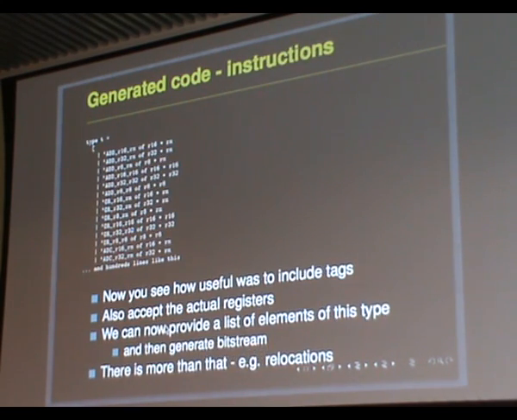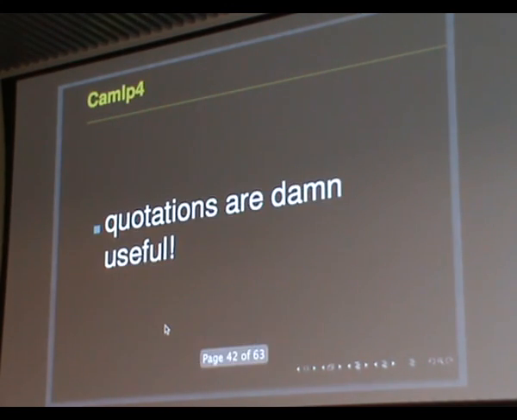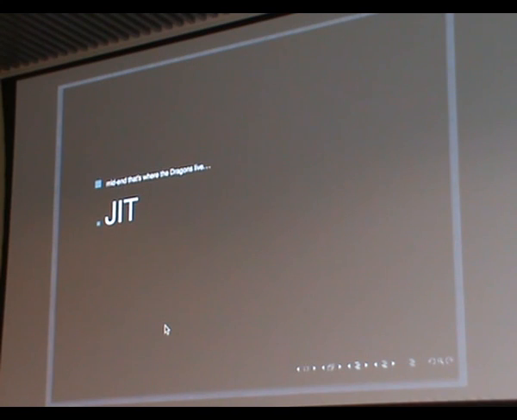This is instruction definitions. This is actually the code which deals with emitting the bits. And you see, all the stuff was reduced to numbers. We don't need to, because of optimization, it performs. And as I said, I'm very happy that quotations exist. So I tried to develop a simple JIT for that.